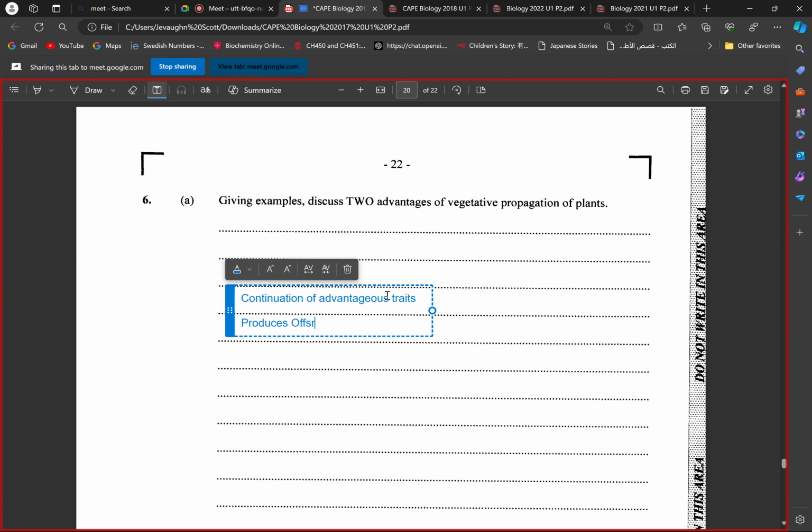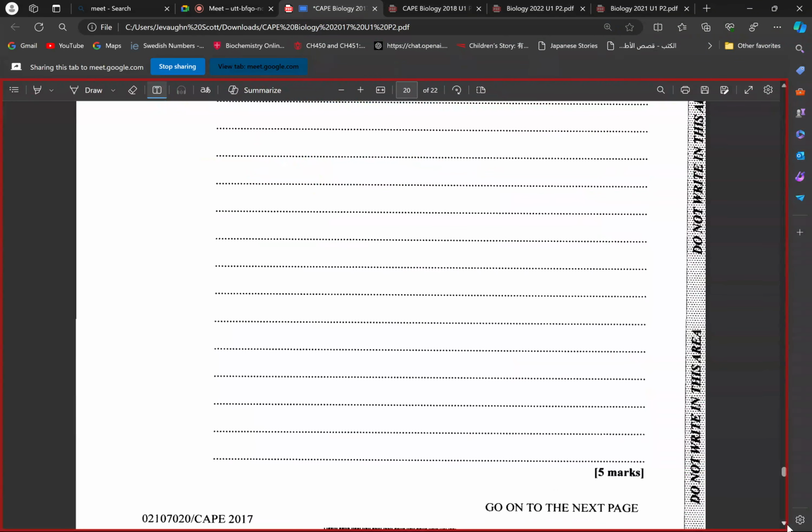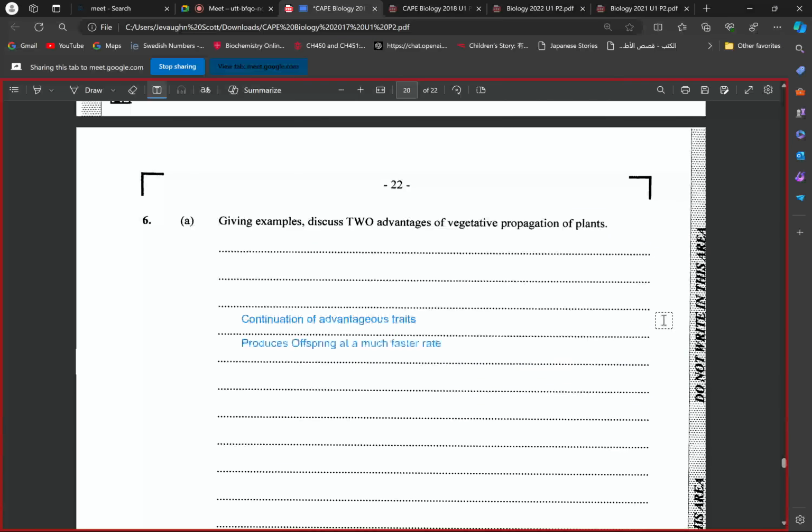And it produces offspring at a much faster rate. So generally looking at those two advantages, we're supposed to discuss them. So you need to discuss what we mean by the continuity of the advantageous traits. We're going to speak about the fact that it's asexual, and generally for this type of vegetative propagation, our different plants will have the same advantageous traits as our mother plant, our parent species.